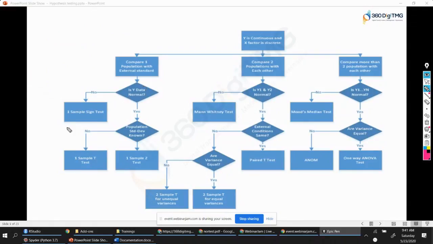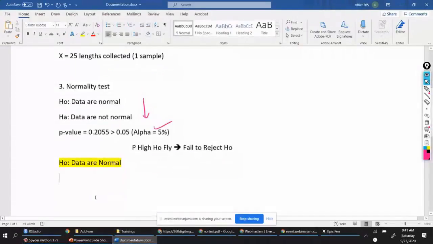All right, that's about this. Now, in our data set, we found that the data is normal. So we are proceeding to the next question. Is the population standard deviation known or not? Do we know the population standard deviation or not?